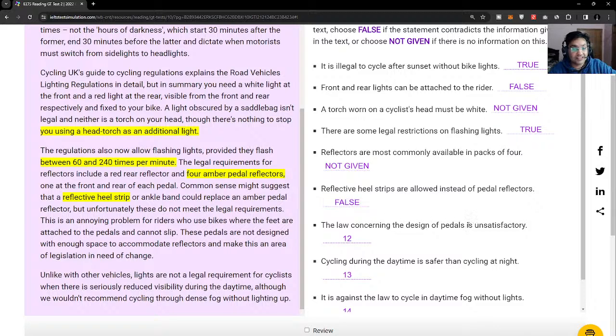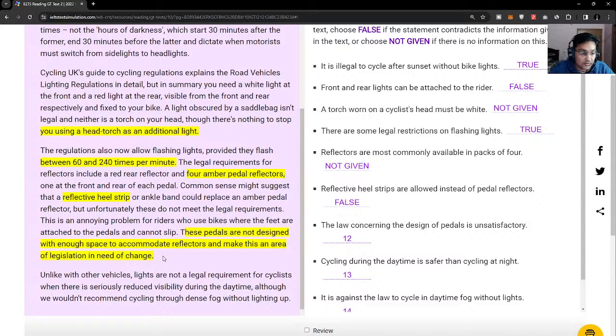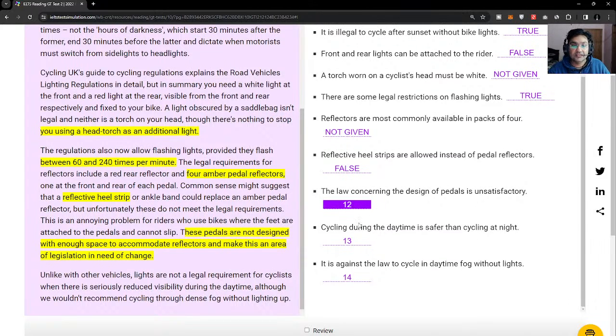The law concerning the design of pedals is unsatisfactory. There is an annoying problem for riders who use bikes where the feet are attached to the pedals and cannot slip. These pedals are not designed with enough space to accommodate reflectors and make this an area of legislation in need of change. So when do you have legislation that is in need of change? When do you change the law? Either it is not satisfactory or it is not performing. Hence, the law concerning the design of the pedals is unsatisfactory. It is true. It perfectly matches and is in sync.